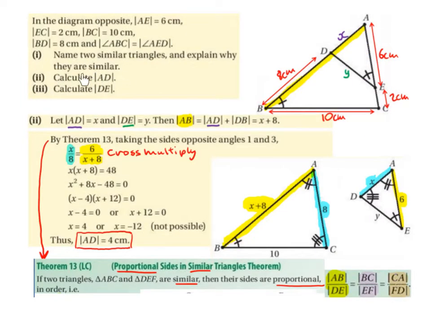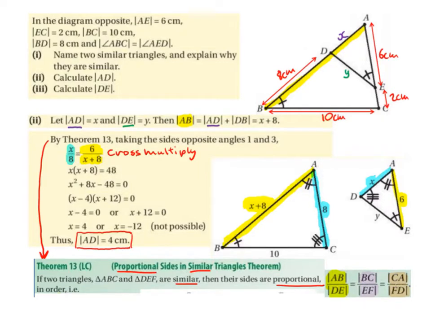Part 2, calculate the distance from A to D. So from A to D, I've labelled this as X. So we're going to let AD equal X and DE equal Y. Then the distance from A to B, done in yellow, must be equal to AD plus DB, so basically X plus 8.